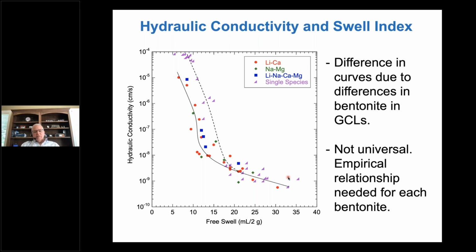So we look at this. I should point out, these relationships are unique to a given bentonite and bentonite grind that would be used in a GCL. So there's not a universal curve like this.